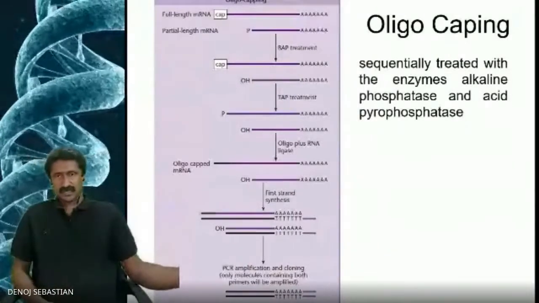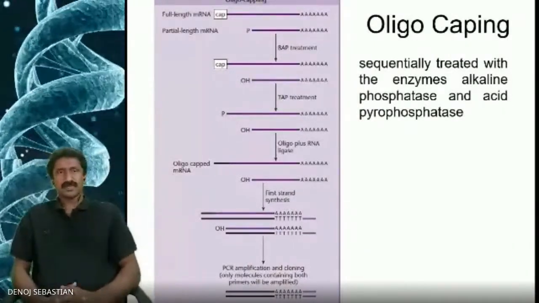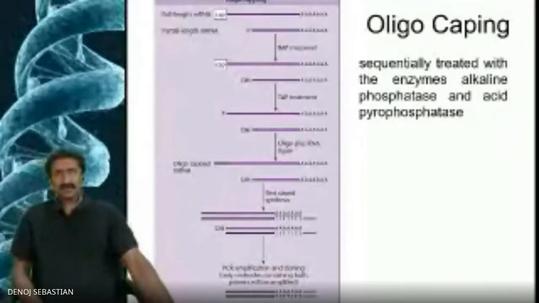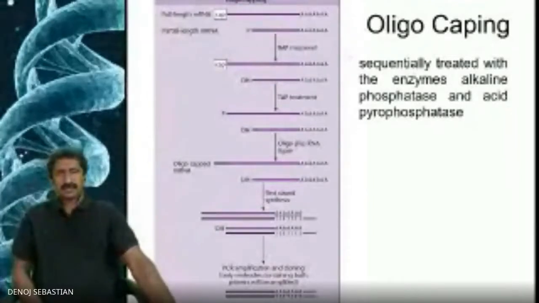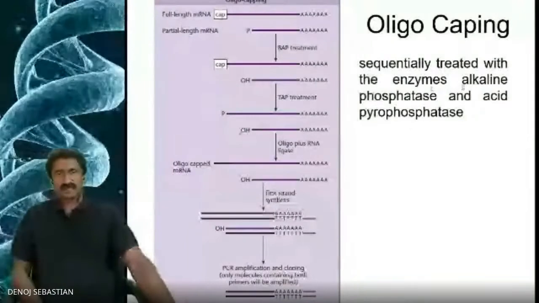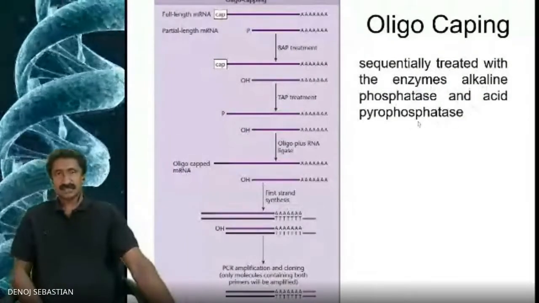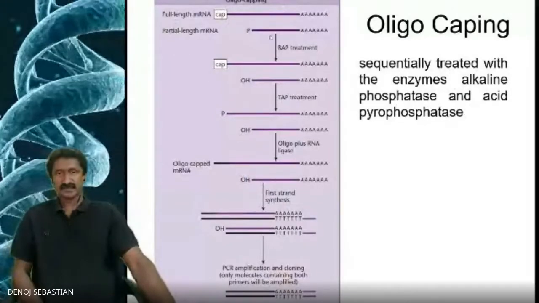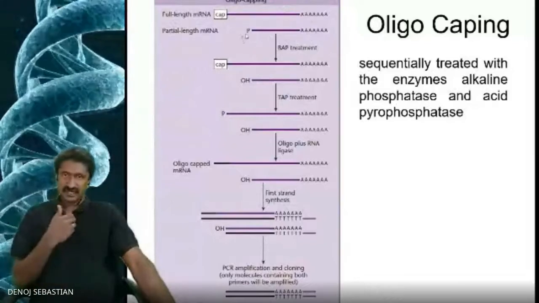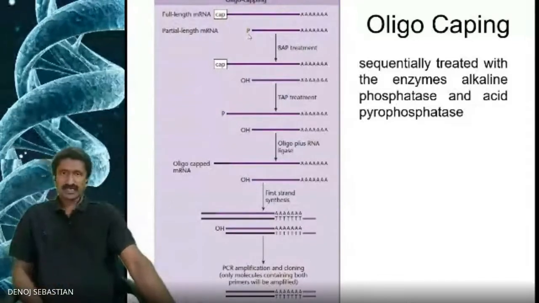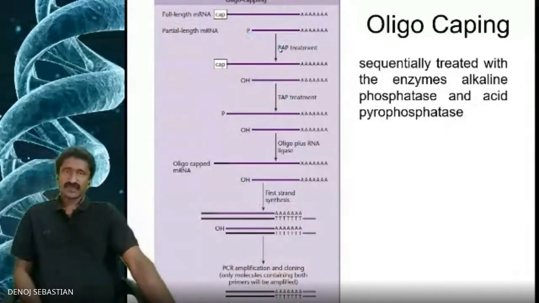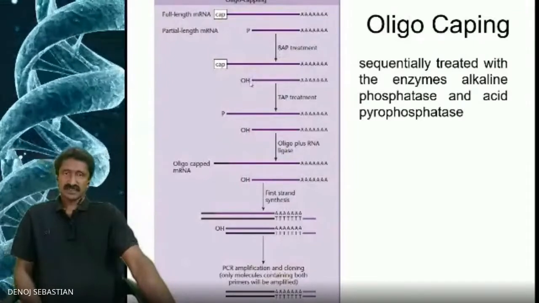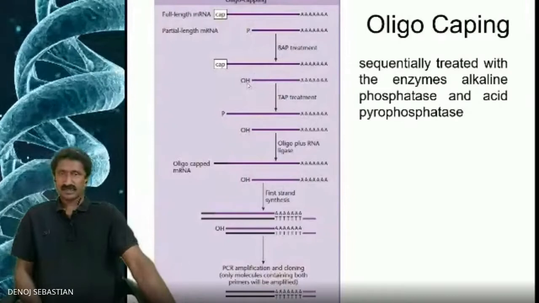So this is another one, which is oligo capping, and here you can see that there is a sequential treatment with the enzymes alkaline phosphatase and acid pyrophosphatase. Here is the full-length mRNA with the poly A and cap, and the partial mRNA, if any is produced, then we will have such a structure. The initial alkaline phosphatase treatment will result in the removal of a phosphate and an OH.